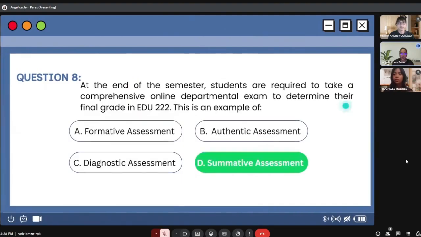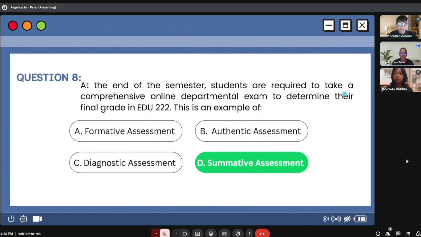And the correct answer is D. Summative assessment. This is a summative assessment because it is given at the end of the semester and is used to compute the final grade of the students. And that's all for number 8.